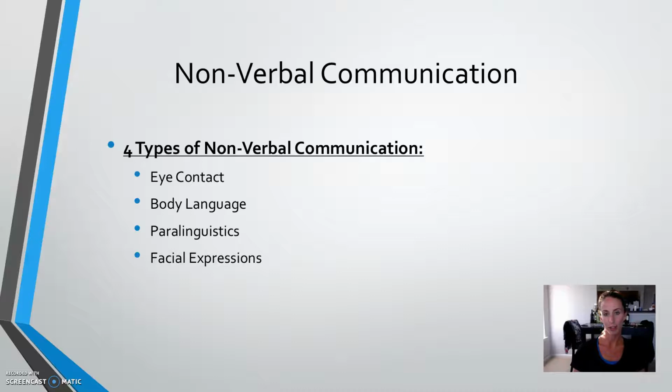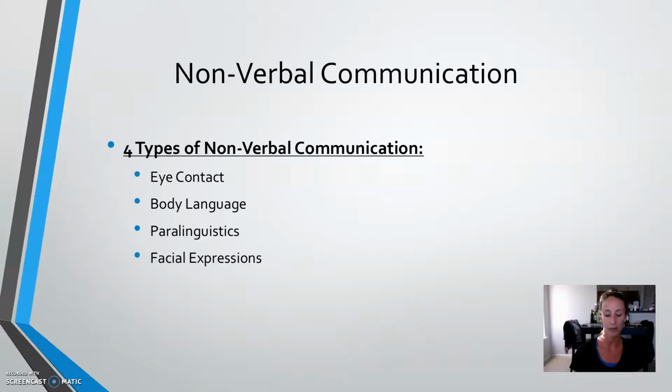So nonverbal communication is known as communication without words. Nonverbal communication will have a lot to do with how you're feeling in the current moment. You should be aware of the nonverbal signals that you're sending, and you should also be aware of the nonverbal signals that the other party is sending to you. There are 4 main types of nonverbal communication: eye contact, body language, paralinguistics, and facial expressions.